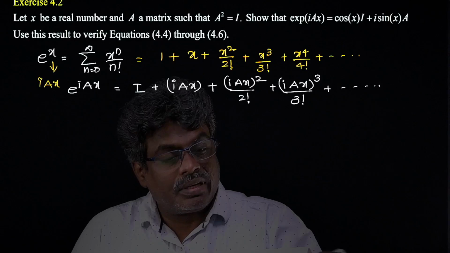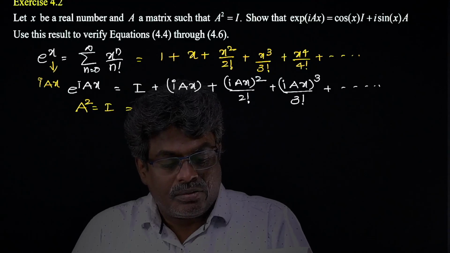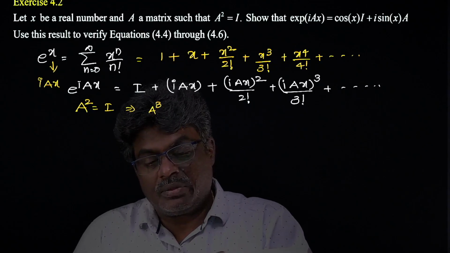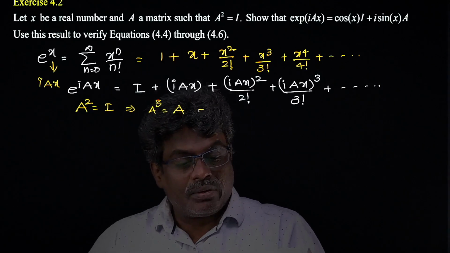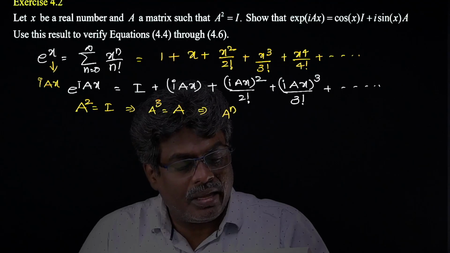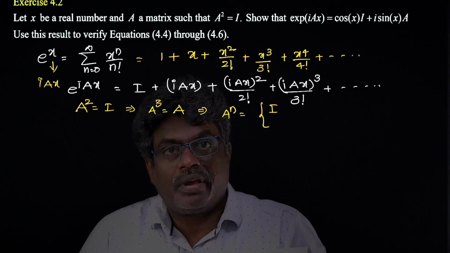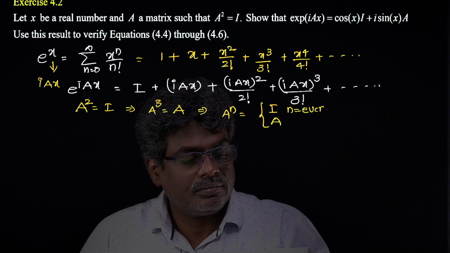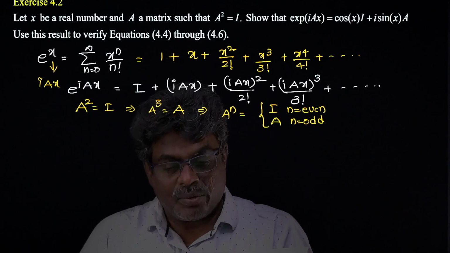Now they have given one condition, that A square equals I, the identity. So from this we can write A cube. If you take A cube, which is nothing but A square into A, that is again A. So finally we can conclude, if you have A power n, we can take it as I if n is even and A if n is odd. Fine. So by using this, again I am going to simplify.